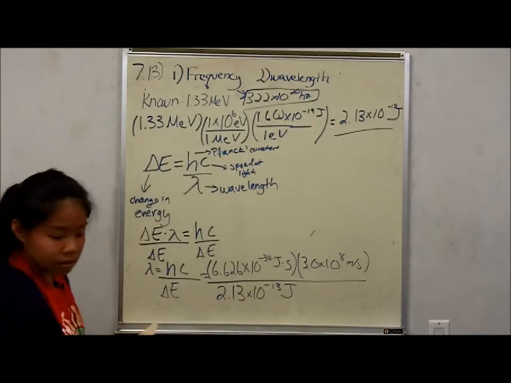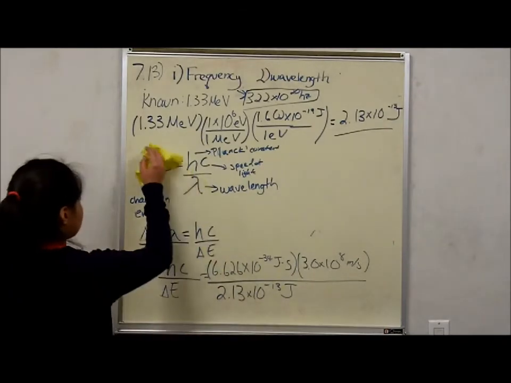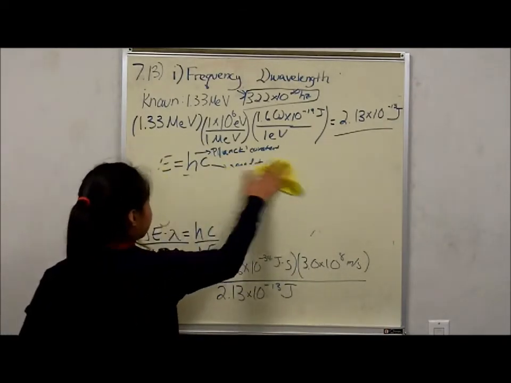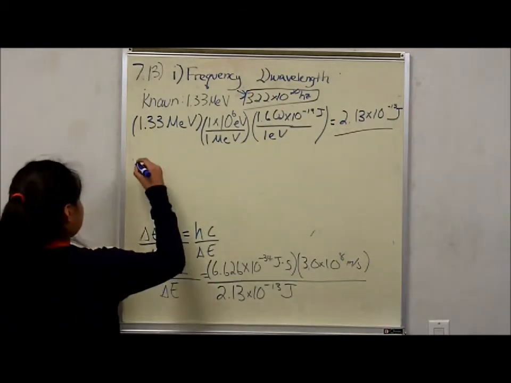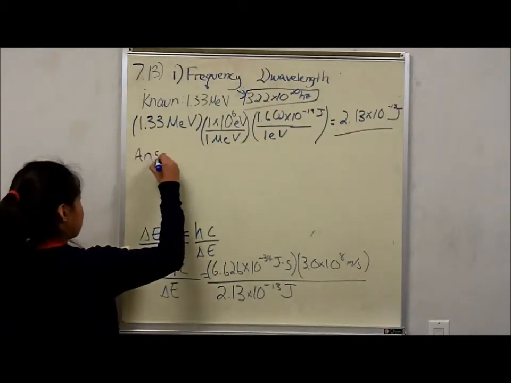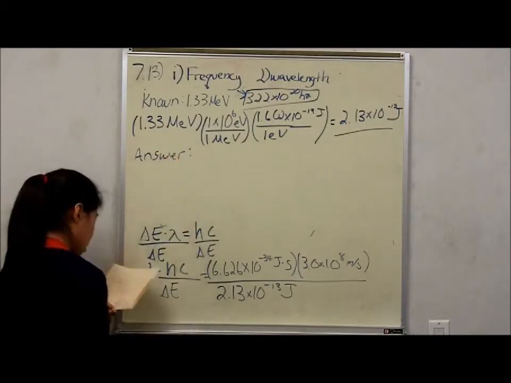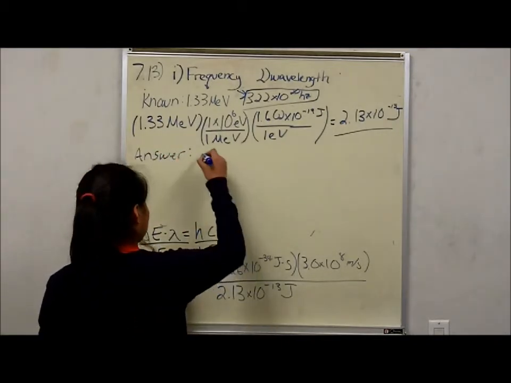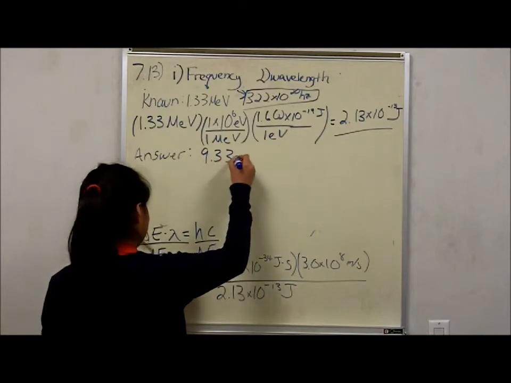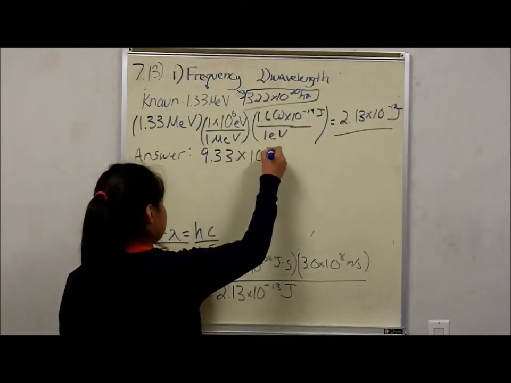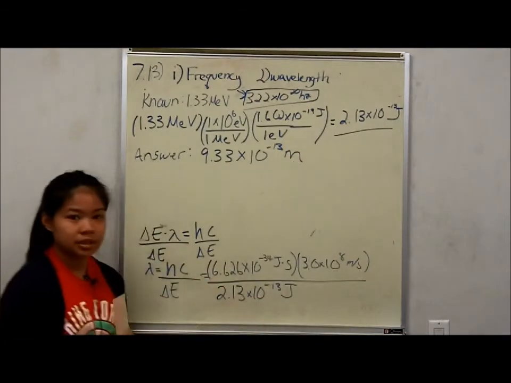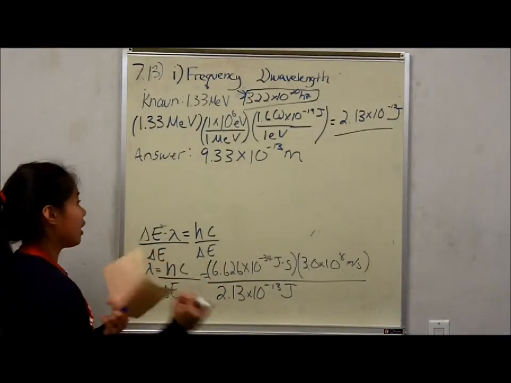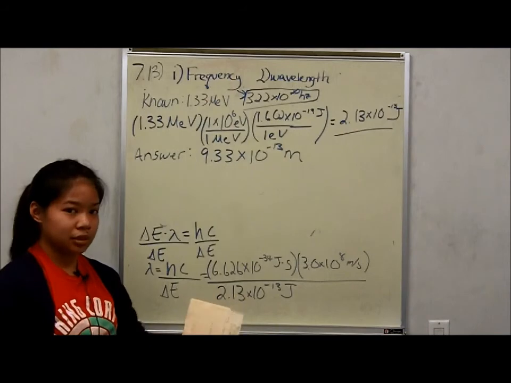I'm going to erase this equation here so we can write our answer. Hopefully you have that copied down. Your answer for part 2 would then be approximately 9.33 multiplied by 10 to the negative 13 meters. And that makes sense because it's essentially trying to find the wavelength of a gamma ray from an atom, and an atom is extremely small.